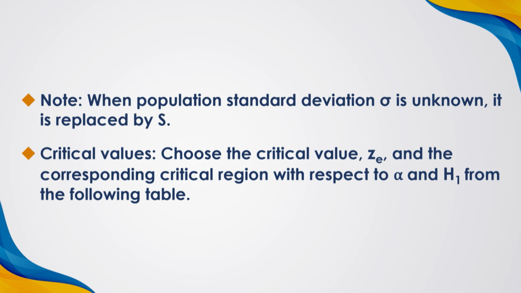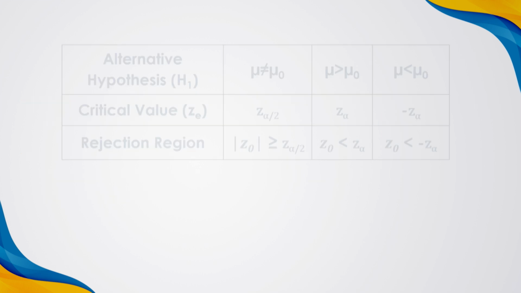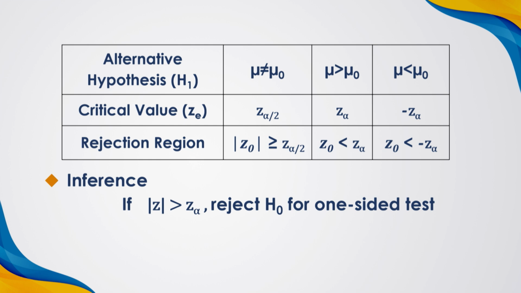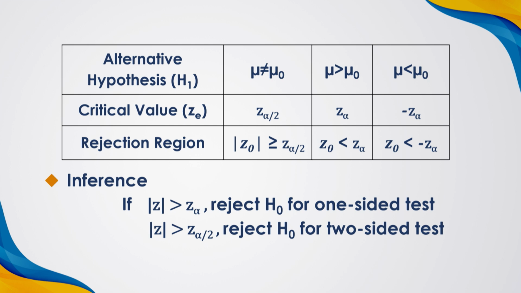Next, critical value. Choose the critical value Z alpha and the corresponding critical region with respect to alpha and based on H1 from the following table. Now, this is the table. From this table, based on one-sided or two-sided, you have to select a critical value. Inference: if mod of Z is greater than Z alpha, reject H naught for a one-sided test. If mod of Z is greater than Z alpha by 2, reject H naught for a two-sided test. Otherwise, do not reject H naught.